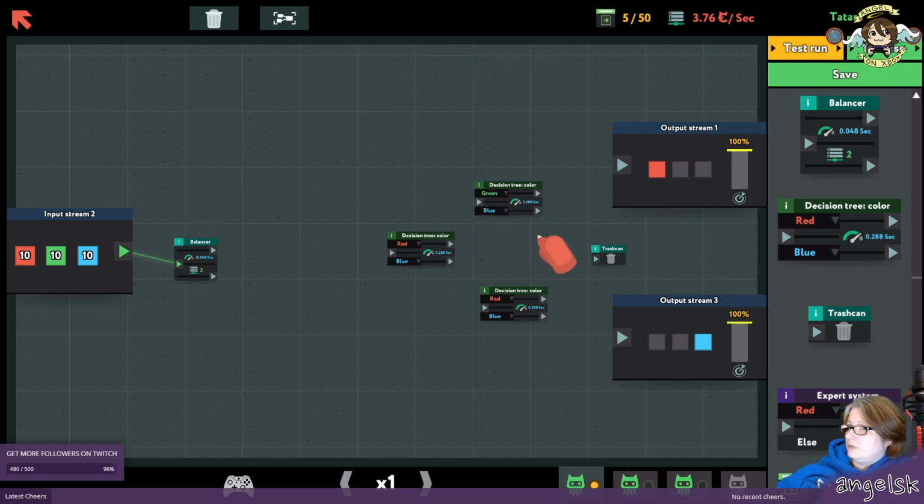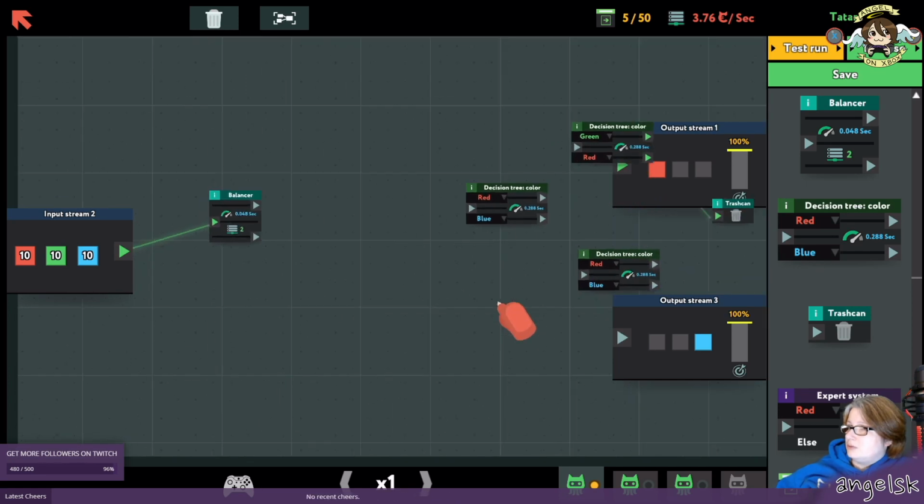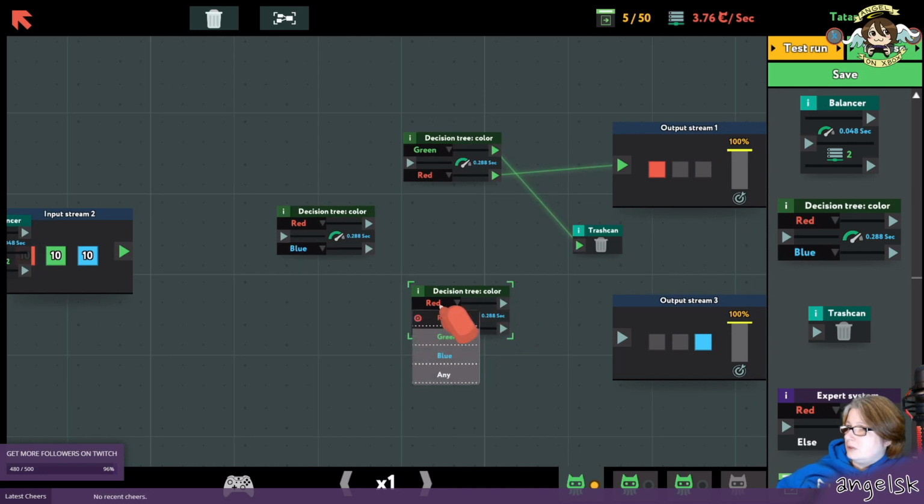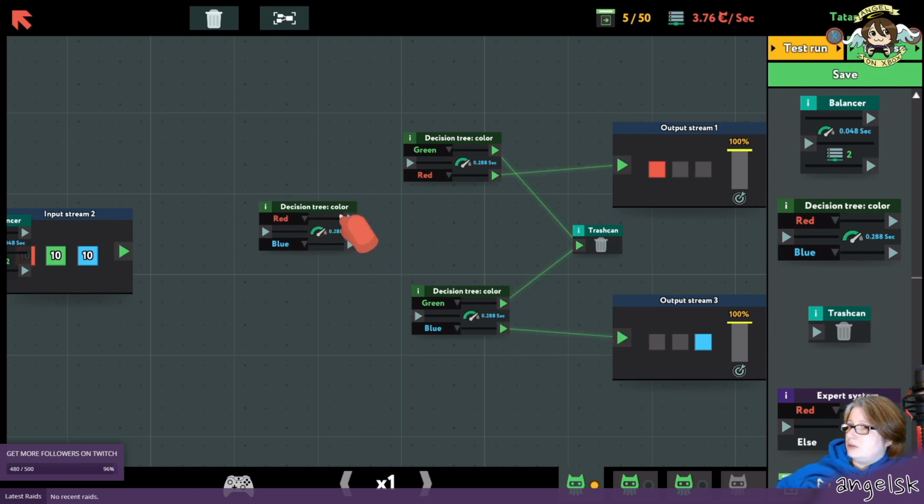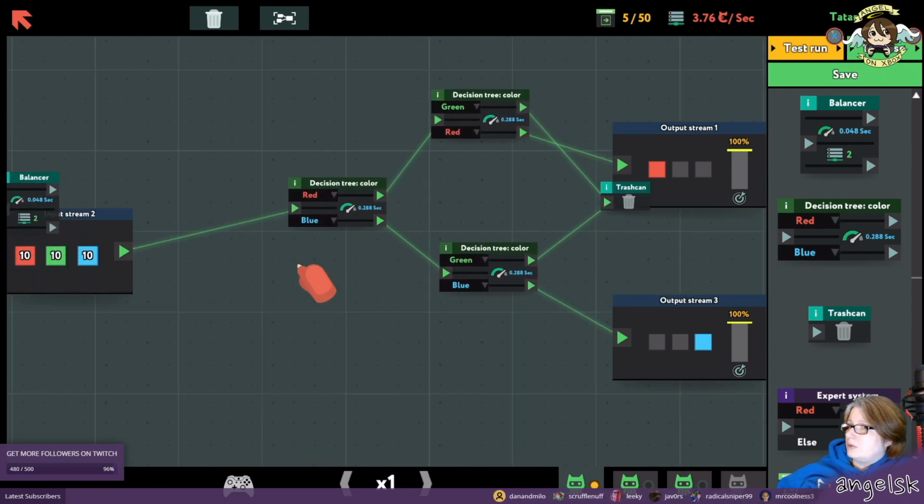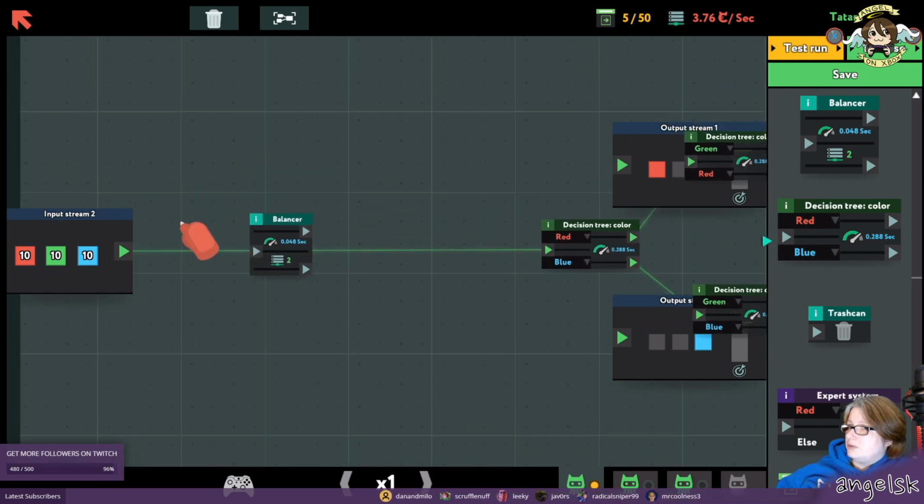Okay, so green is trash. Red is not. I don't know why I'm doing this. It's so small. Green is trash. Blue is not. And we're splitting red and blue. Except we forgot there's a load balancer in there. Okay.